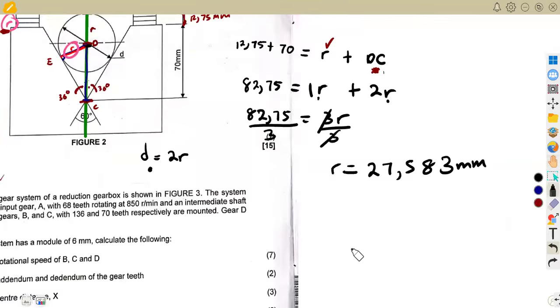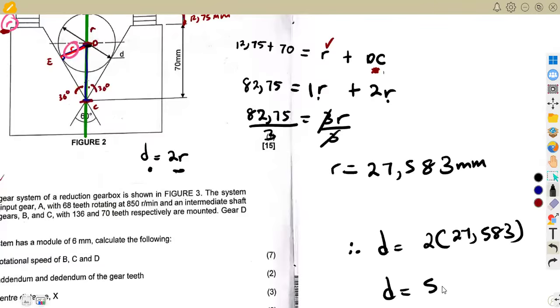The diameter from there. So therefore, the diameter is 2 times what? 2 times the radius, which is 2 times 27.583. So the diameter is going to be 55.166 millimeters. Just like that. So this is the concept on how you answer these questions, guys. You just have to be careful on your simplification. You just have to be careful how you attempt your questions.